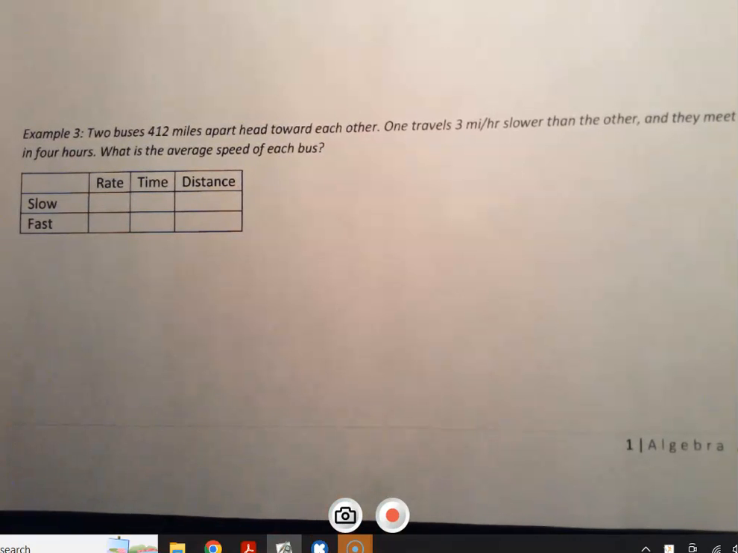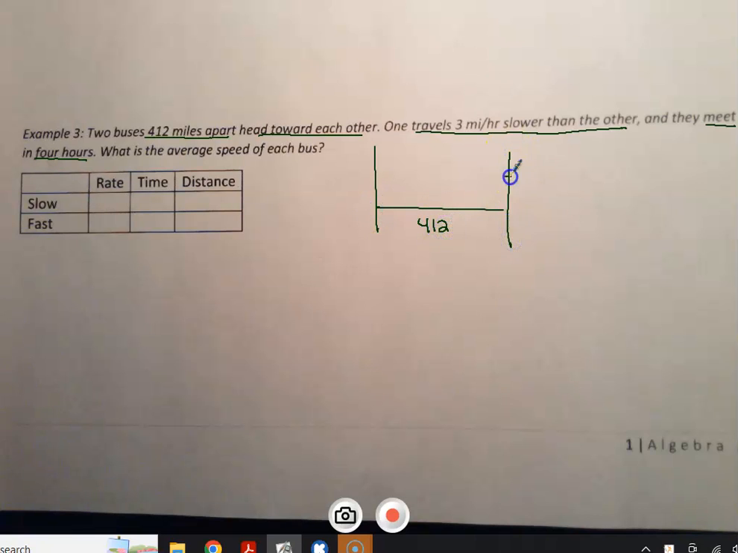2 buses, 412 miles apart, head toward each other. One travels 3 miles per hour slower than the other. They meet in 4 hours. What is the average speed of each bus? So, okay, we know they're 412 miles apart. They're headed towards each other to meet, and one is 3 miles slower than the other.